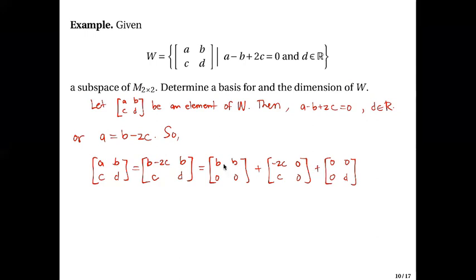And then from here, you can factor out the B because there are no other letters in this matrix. Here you can factor out the C. There are no other letters in this matrix. Here you can factor out the D, and no other letters in this matrix. So you will have 1, 1, 0, 0 times B, plus in here you will have negative 2, 0, 1, 0 times C, plus in here you have 0, 0, 0, 1 times D.